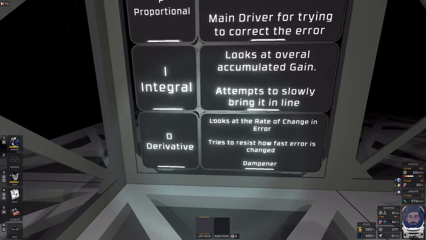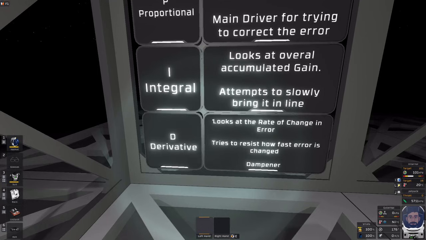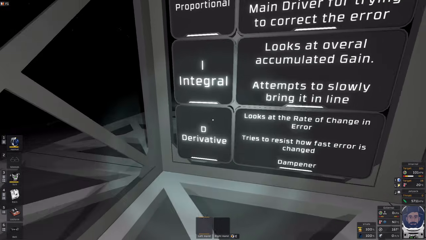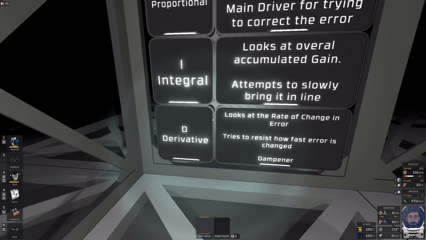So that's what your derivative looks at. From 1 second to the next, it changed by 6. Now, if the next second it goes to 5, well, the error only changed by 1. So now the derivative is using that 1, 6 minus 5, 1. That's what your derivative gain is going to look at.